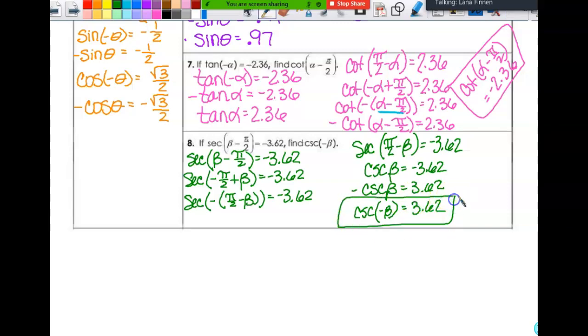The bell rang on me. Any questions? No, I multiplied through by a negative. See, I was here. I needed this, so I multiplied both sides by a negative. It made that positive.